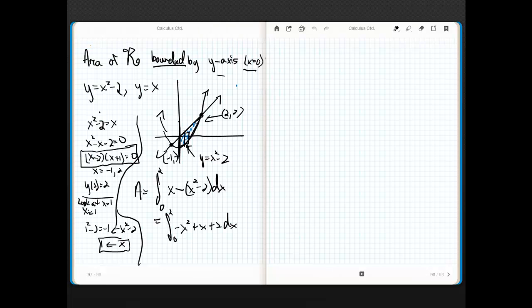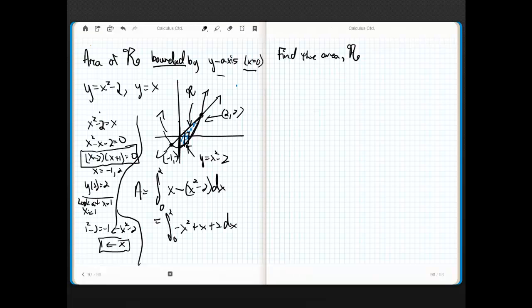Okay, try this one. How about find the area? Again, I'm just getting used to the notation here. That's an ugly looking R. It's supposed to be an R. The area R, so let me make sure we understand what R is. R is this region right here. Okay, that's all it is.